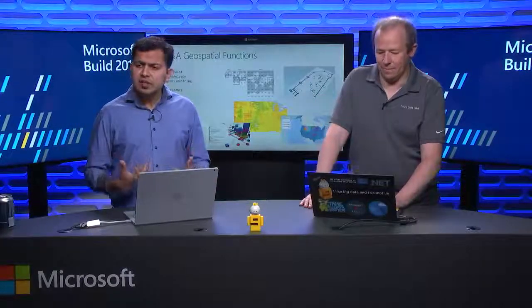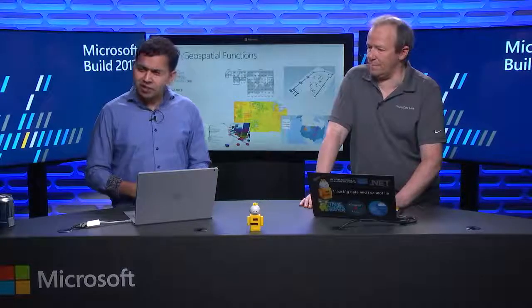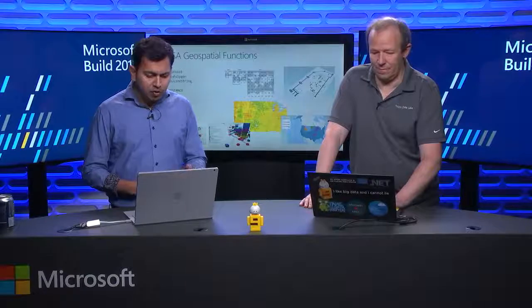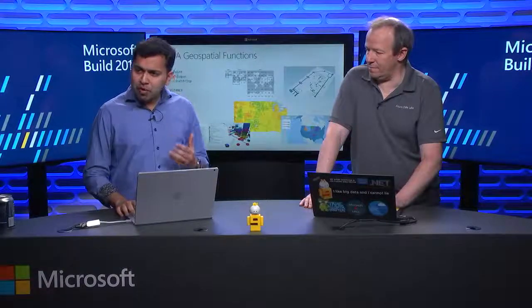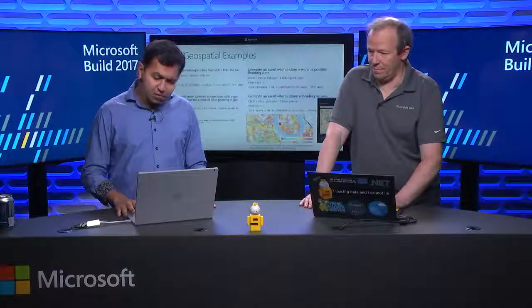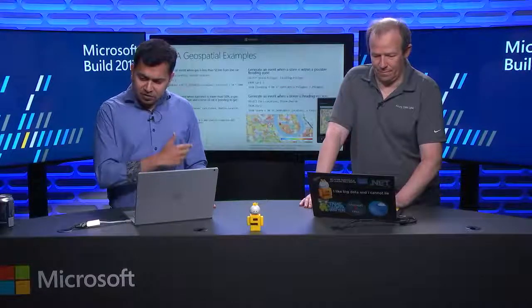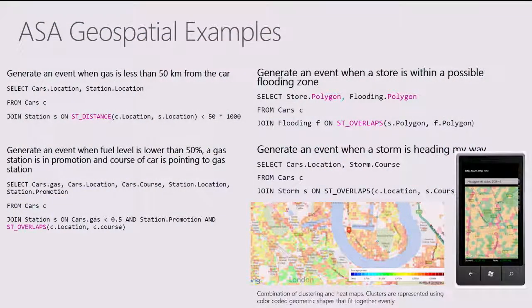These are capabilities that are natively built into Stream Analytics, and we've standardized on the GeoJSON format for the purposes of asking these questions. I showed you a bunch of examples and scenarios that can be unlocked with Stream Analytics and using geospatial functions for fleet monitoring. On this slide, I'm showing you several other examples.